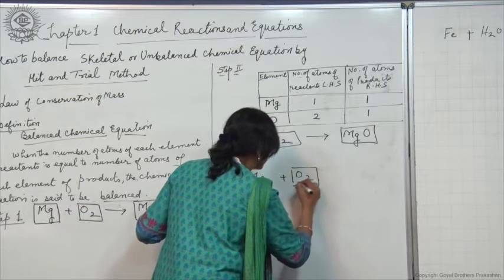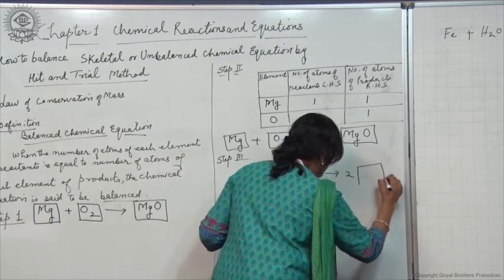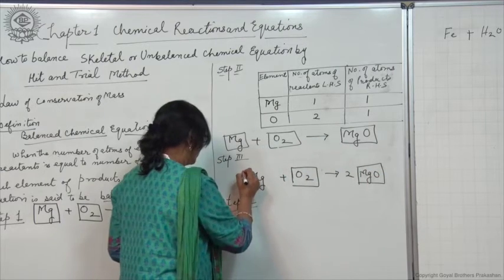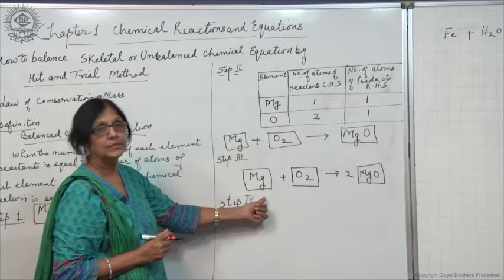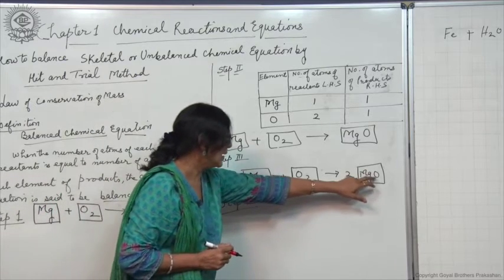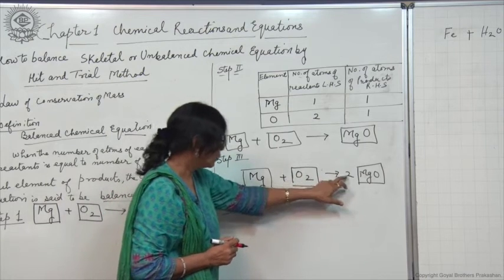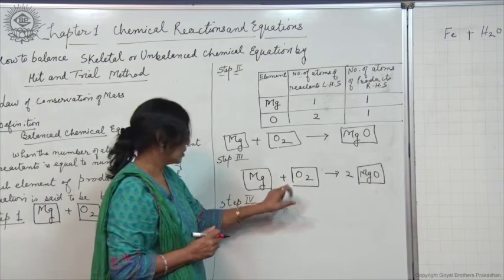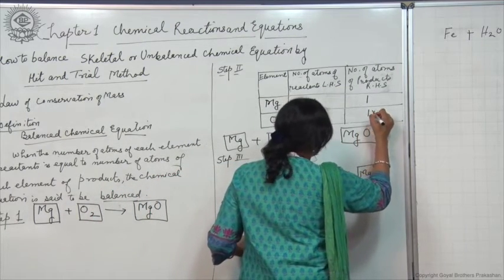If we write 2 here outside the box of MgO, we find that the oxygen atoms become equal to 2. 2 into 1 equal to 2. So the number of oxygen atoms have become equal. We can do it like this also.